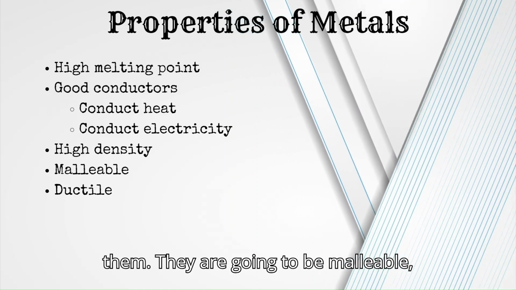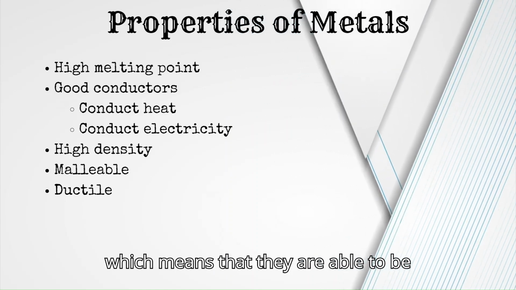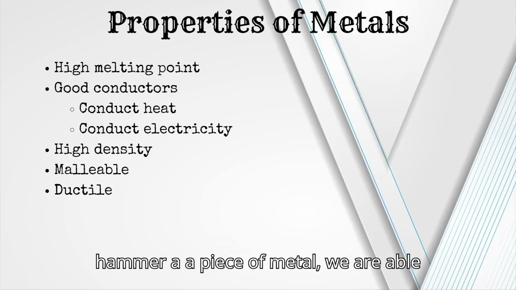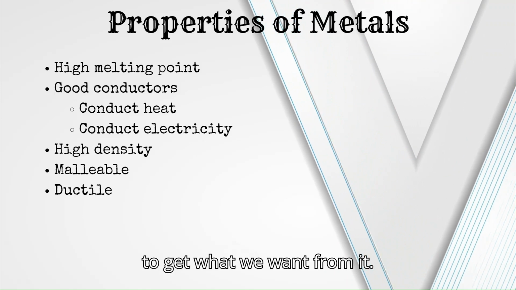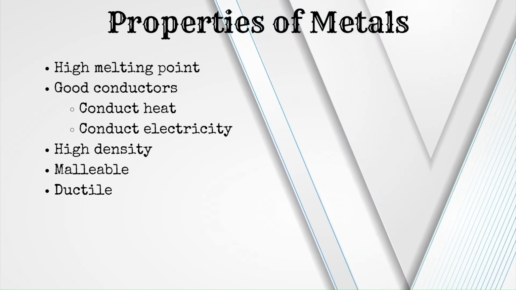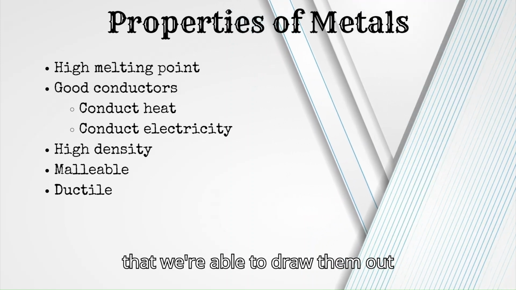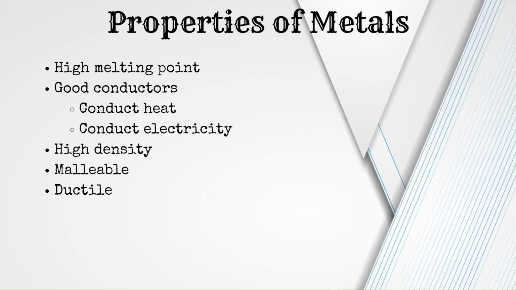They are malleable, which means that they are able to be shaped into different things. So if we hammer a piece of metal, we are able to get what we want from it. And they are also ductile, which means that we're able to draw them out into a wire.